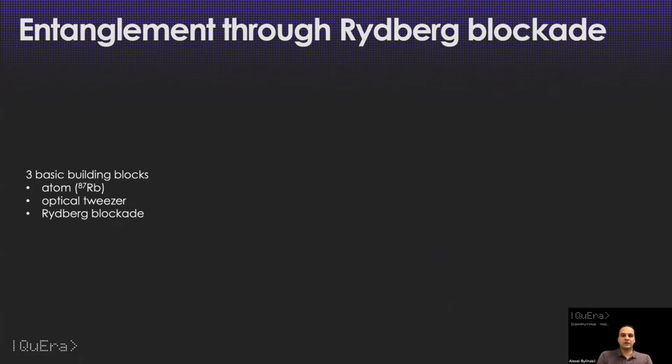Now that we have looked into how this analog FPQA works as a system, let's go even deeper and look at the building blocks. So in order to build a neutral atom quantum computer like Aquila, you need three building blocks. The first two are the atom itself, which is the physical host of the logical qubit, and an optical tweezer, which is the way that we can grab atoms that live in vacuum and position them relative to each other according to the user's specifications.